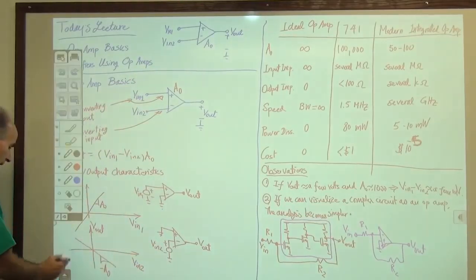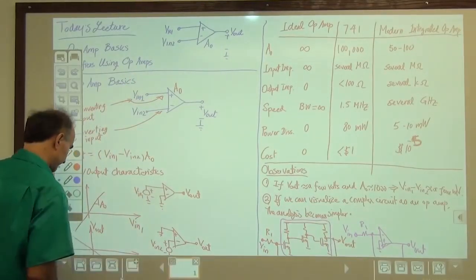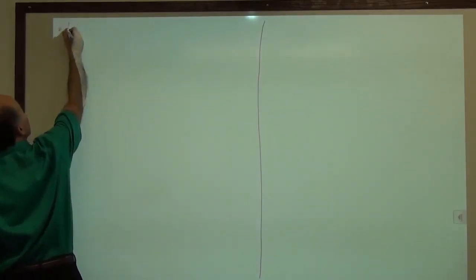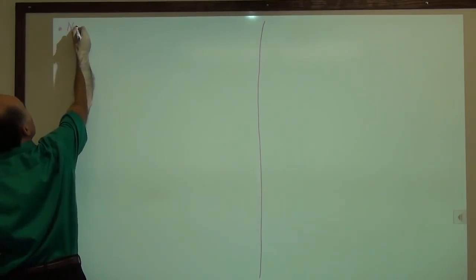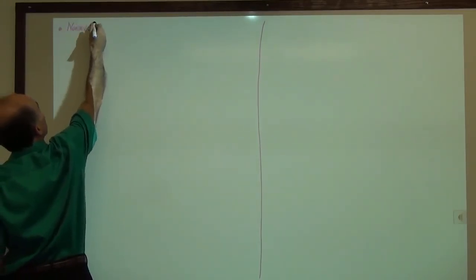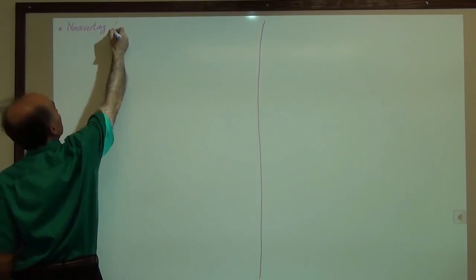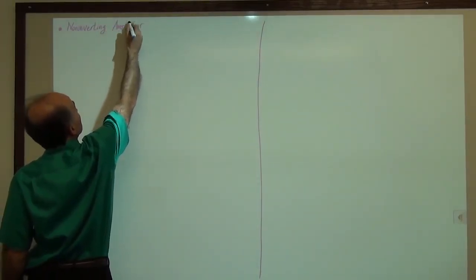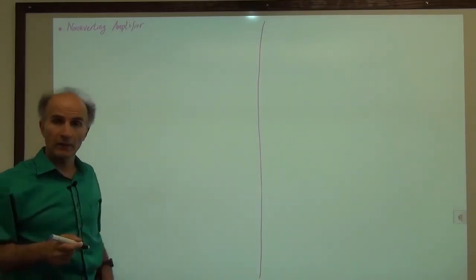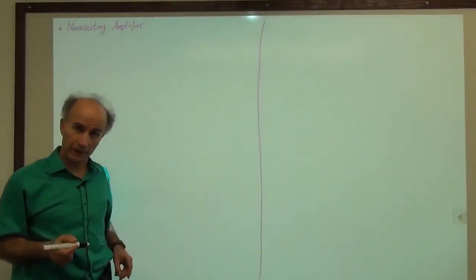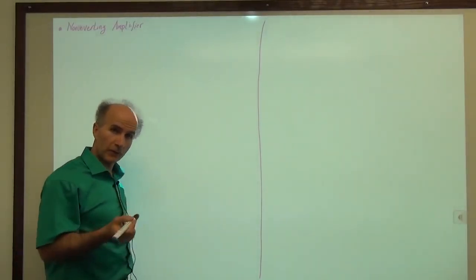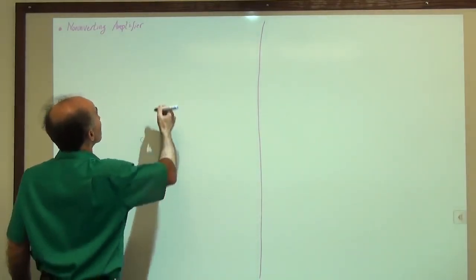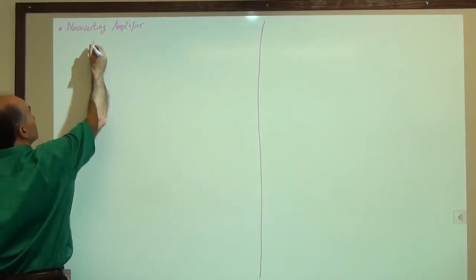So let's go ahead and add another page here. Okay, so we'll look at what we call non-inverting amplifier. This is a type of amplifier that uses an op-amp as a black box. Okay, the topology is very simple. You probably saw this in basic circuit theory courses. We start out with an op-amp.